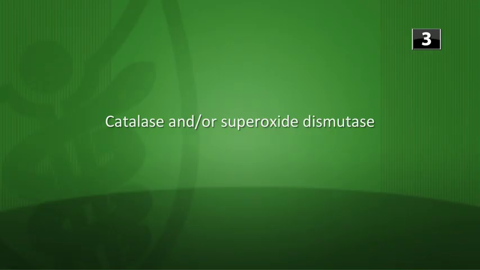Next question, what enzymes do obligate anaerobes lack? Obligate anaerobes lack catalase and/or superoxide dismutase. Superoxide dismutase converts oxygen radicals to water and hydrogen peroxide. Catalase breaks down hydrogen peroxide to form water and oxygen.